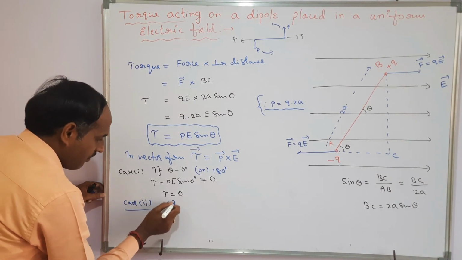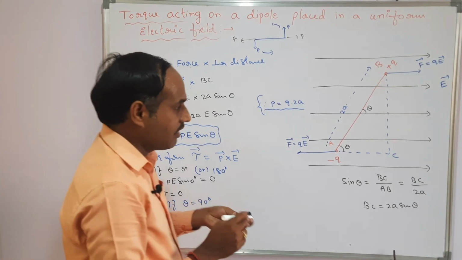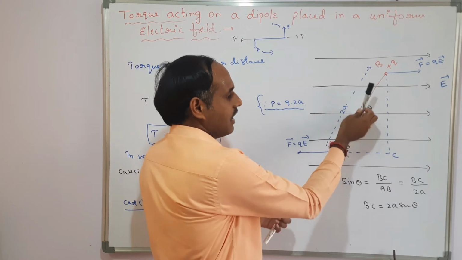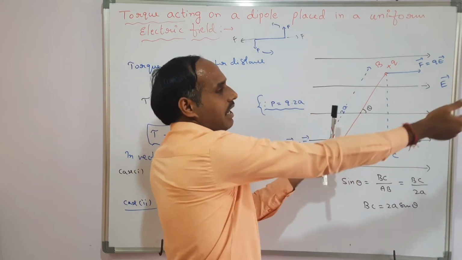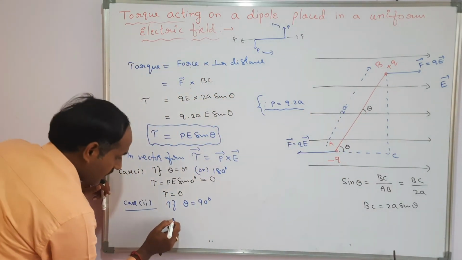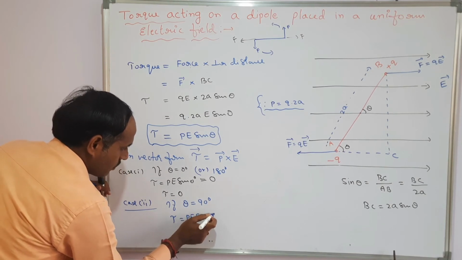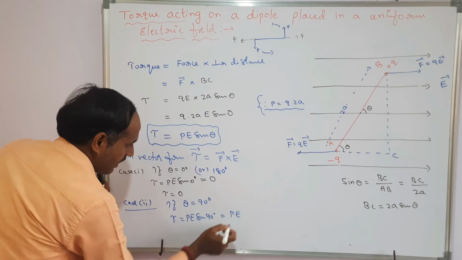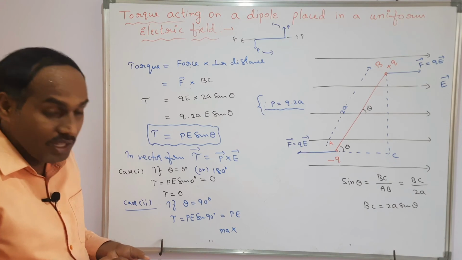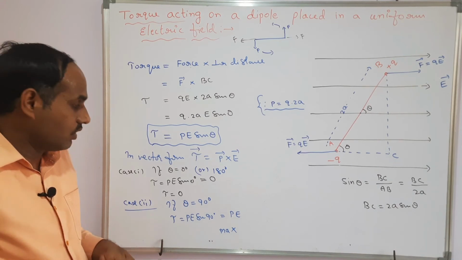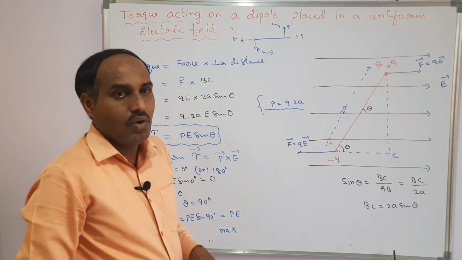Coming to case 2, if theta is equal to 90 degrees, it means we are placing it like this, the dipole moment is upward, since it goes from negative to positive, and the electric field is rightward. Then we can write tau equals P E sine 90, and since sine 90 is 1, tau is P E. So the torque acting on a dipole is maximum when theta is equal to 90 degrees, and torque is minimum when theta is either 0 or 180 degrees.